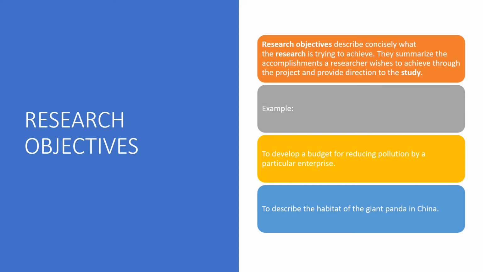Whenever you are writing the objectives, make sure that they follow a particular systematic order. For instance, if you are researching the causes, effects, and solutions of pollution, your first objective must be focused on the causes, the second on effects, and finally the third one on solutions.